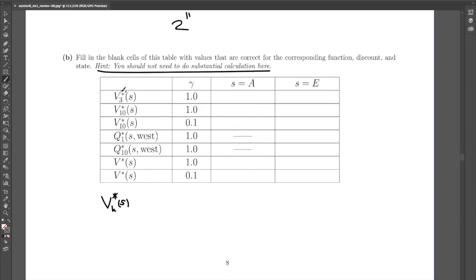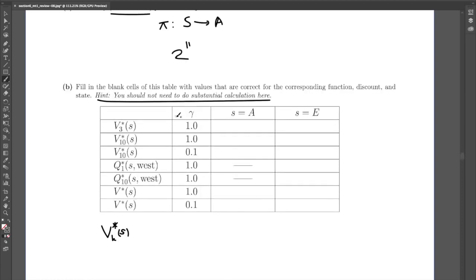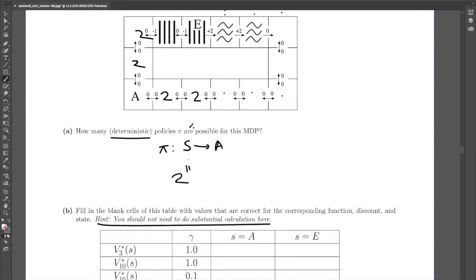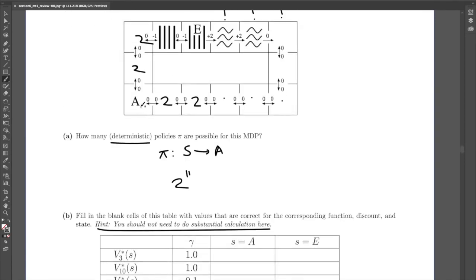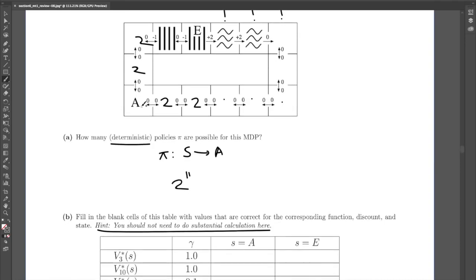So V sub 3 star of S is the expected future reward of an agent, in this case starting from state A, after 3 time steps if it acts optimally. Okay, so let's go back up here. Which one is state A? It's this one. And basically the question we have to ask ourselves is, what would an optimal agent do in this scenario?